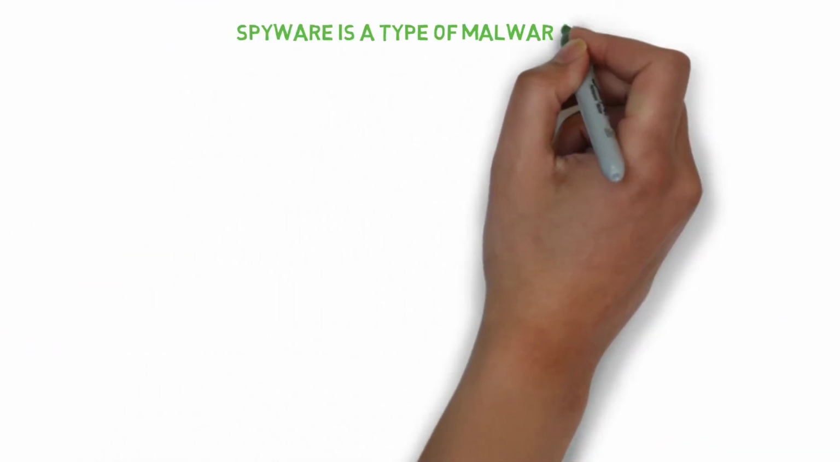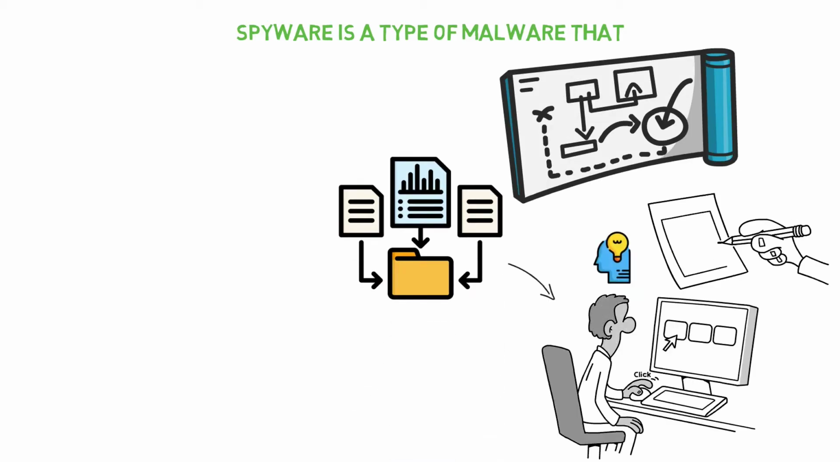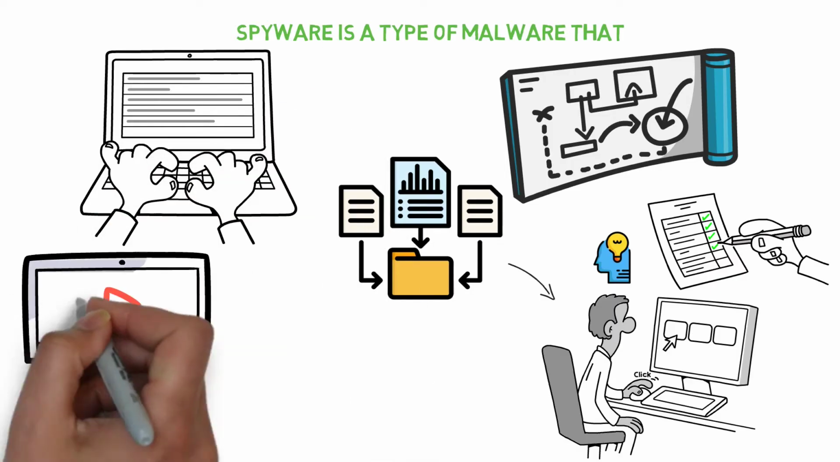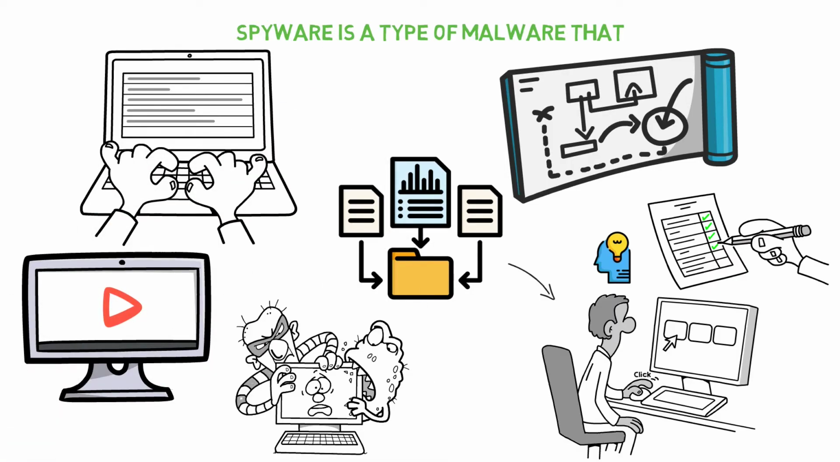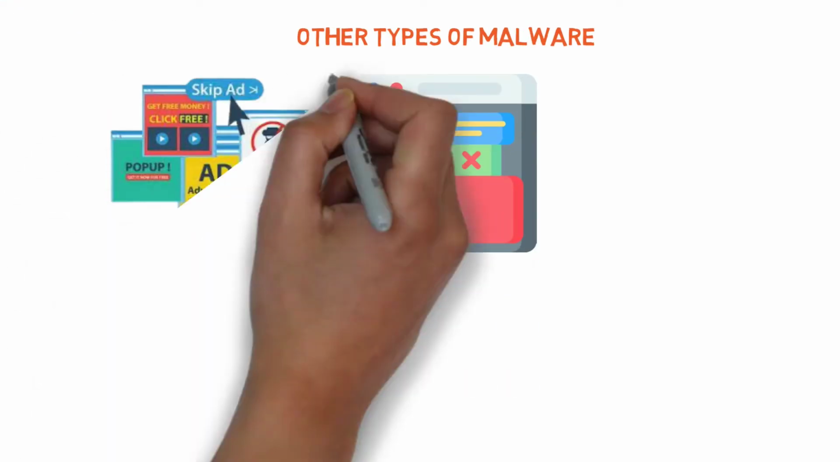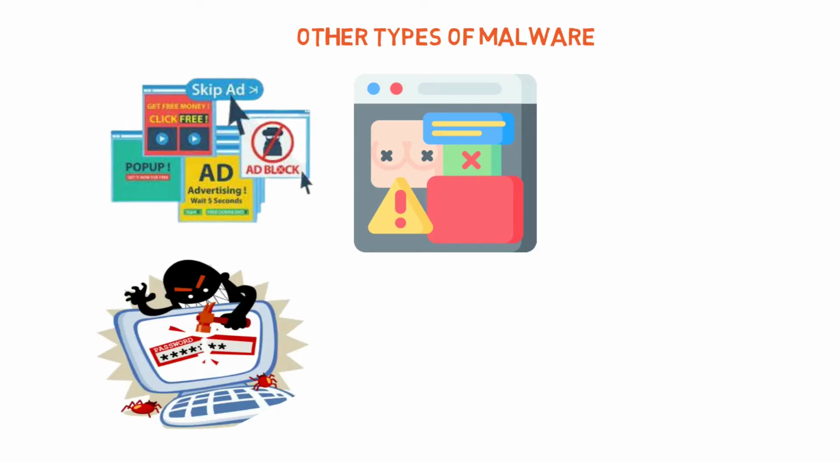Spyware is a type of malware that is designed to gather information from a system without the user's knowledge or consent. Spyware can track keystrokes, capture screenshots, and collect other sensitive information. Other types of malware include adware, which displays unwanted ads or pop-ups, and rootkits, which allow attackers to gain privileged access to a system and remain hidden from detection.